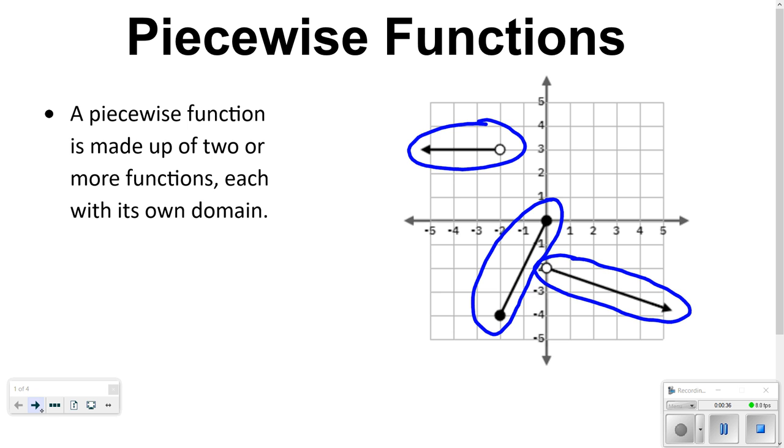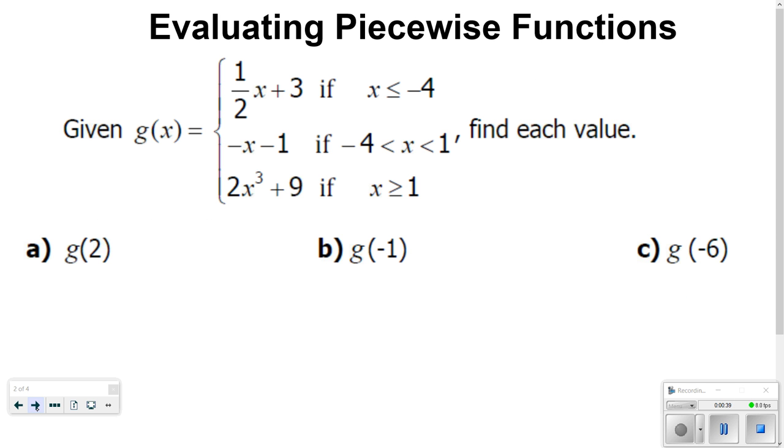So let's look at what it looks like notation-wise. Okay, here we have a piecewise function g of x, and we have three different functions there in the bracket. Now, we determine which function we want to use depending on what x values we're actually working with. So if we have x values that fall in this domain, then we would use the first function. If we have x values in this domain, we would use the middle function. And if they fall in this domain, then we use the third function. So it really just depends what x values you're working with.